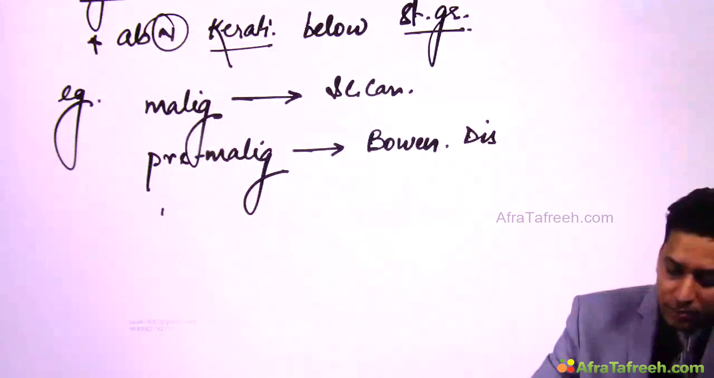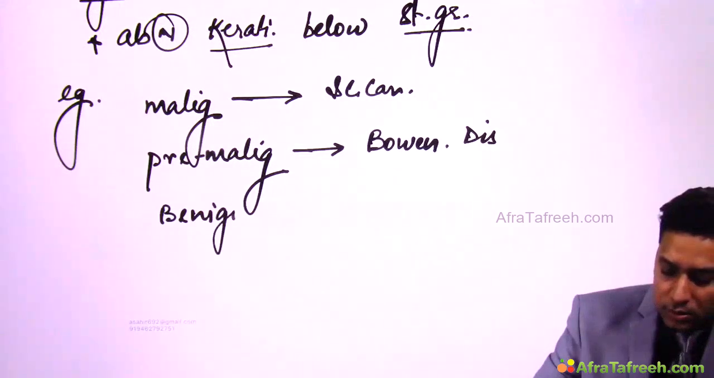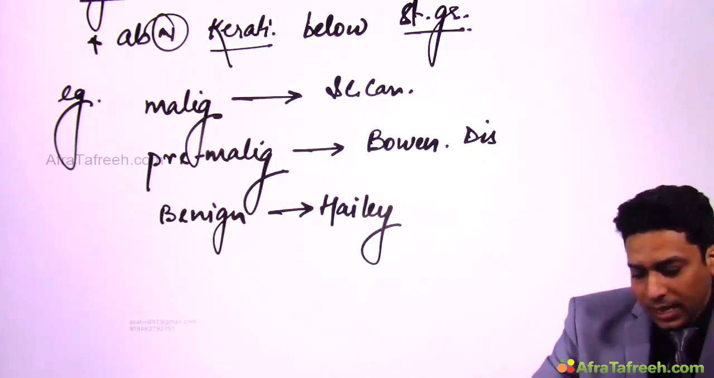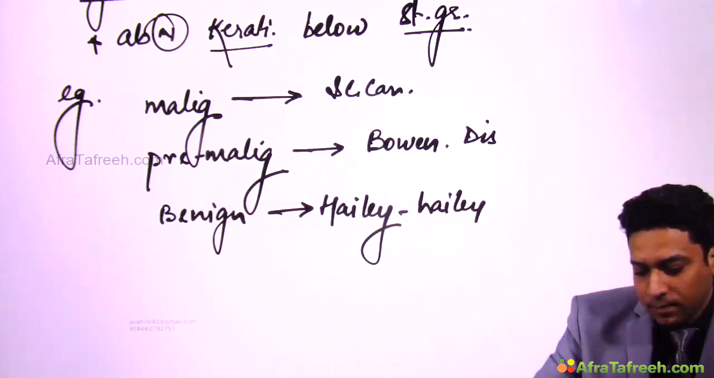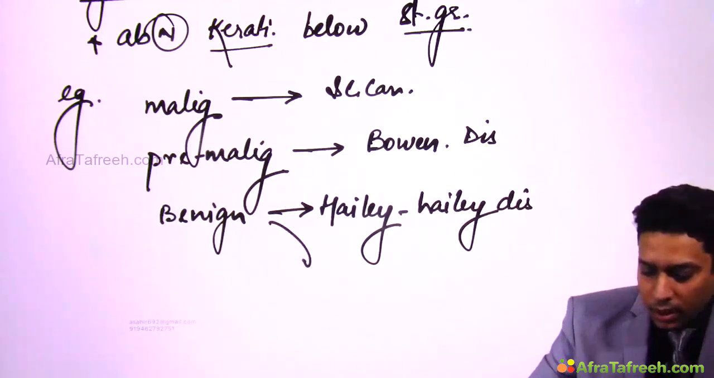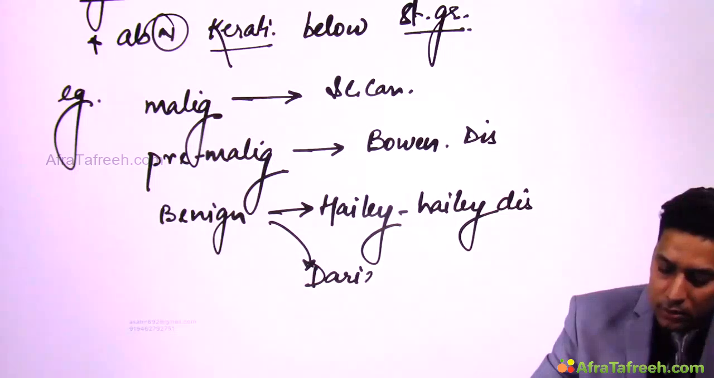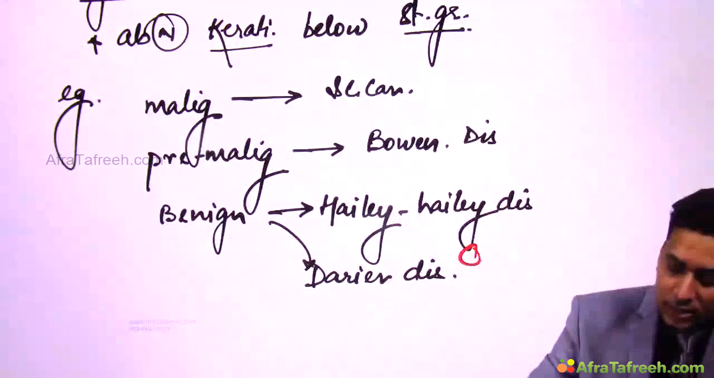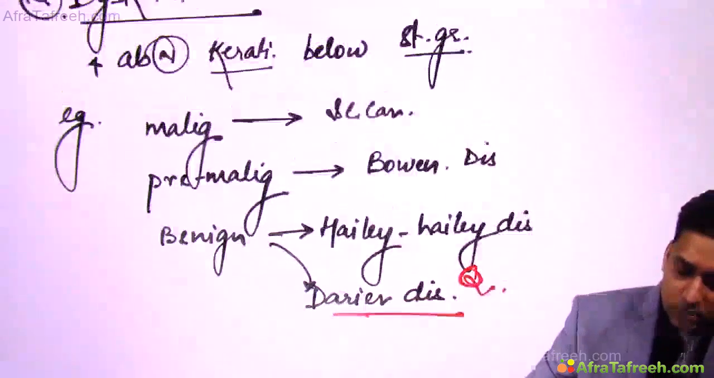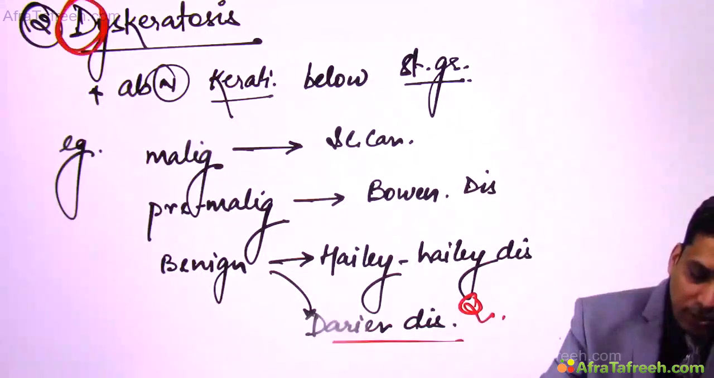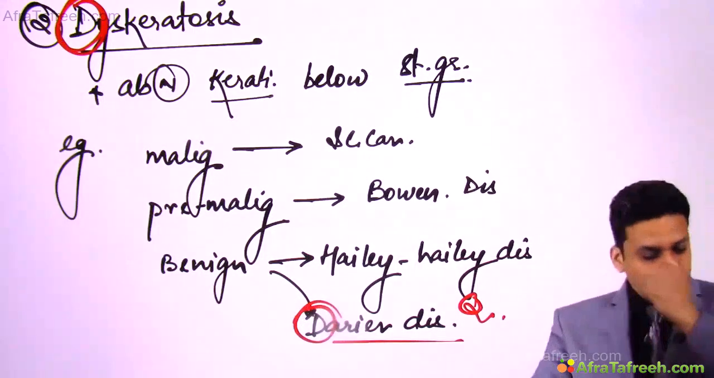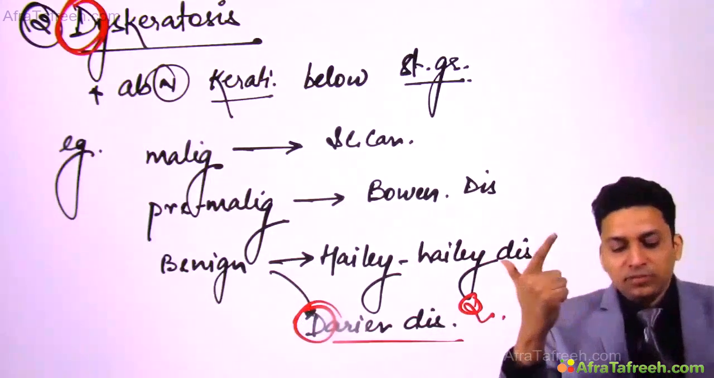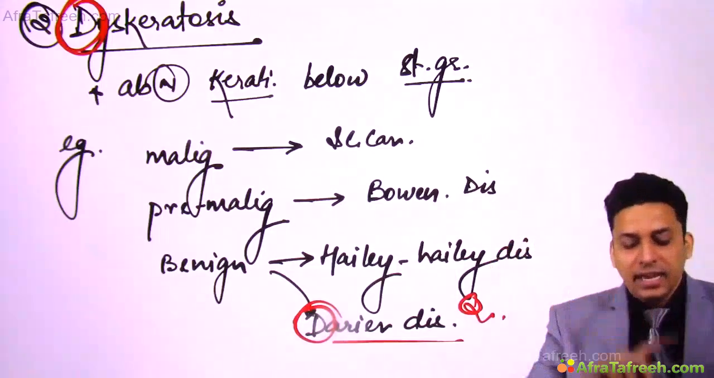It can be seen in benign conditions like Hailey-Hailey disease and Darier disease. Now already questions have been asked on Darier disease, so never forget this. So remember D for D. Dyskeratosis is seen in Darier's disease. Okay. So other examples are squamous cell carcinoma, Bowen's disease, Hailey-Hailey disease. It is also seen in Darier disease.